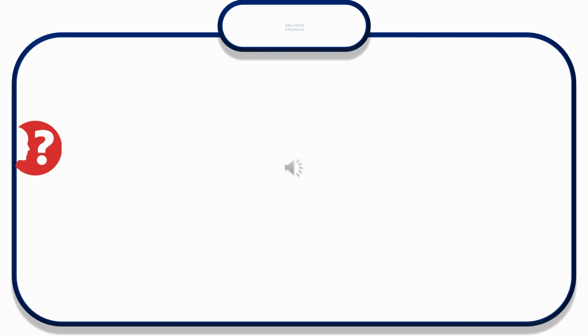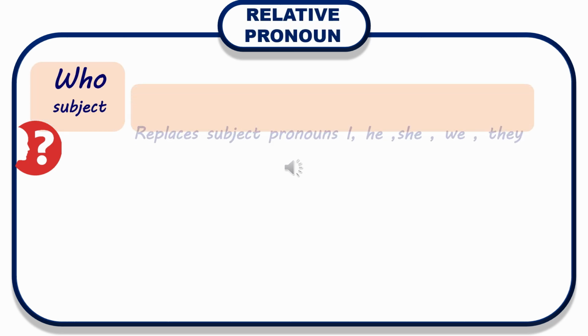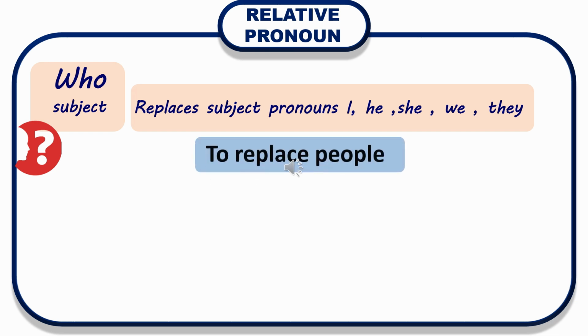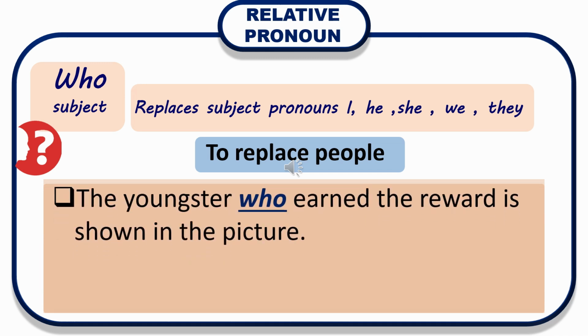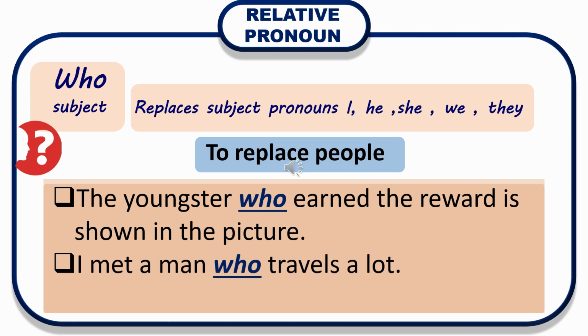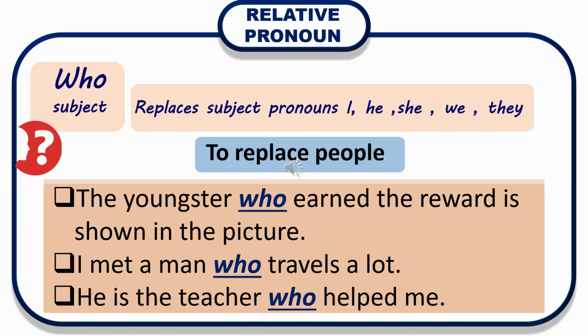Let's focus on the relative pronoun who. It's all about people. What is the function of who in a sentence? It replaces subject pronouns like I, he, she, we, they when connecting clauses. Examples in action: the youngster who earned the reward is shown in the picture. Tells us which youngster, the one that earned the reward. I met a man who travels a lot. Adds detail about the man, he's a frequent traveler. He is the teacher who helped me. Specifies which teacher, the helpful one. Use who when you're describing people, it keeps sentences clear and lively.